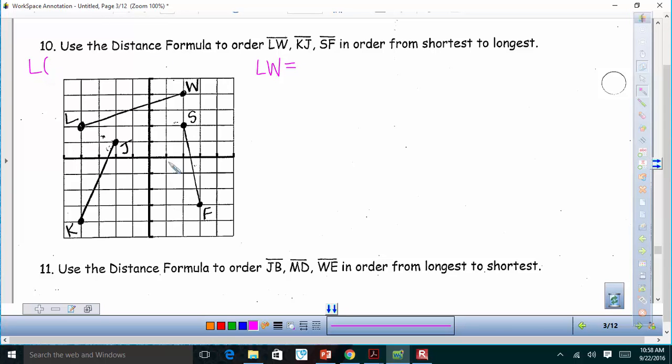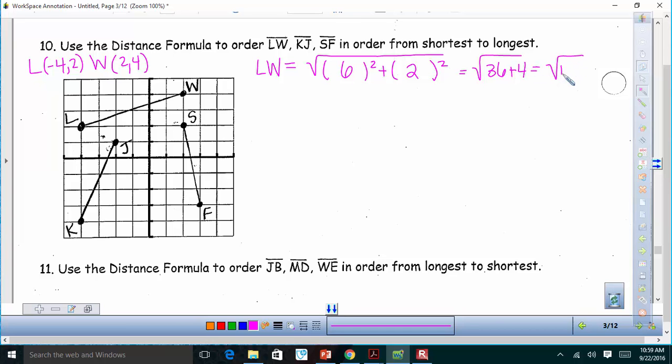So my points for L are negative 4, 2. And my points for W is 2, 4. So if I plug into my formula, I'm going to get x2 minus x1, 2 minus a negative 4, which is actually 2 plus 4, right? 2 plus 4 is 6, okay? Then for y, we're doing 4 minus 2. 4 minus 2 is 2, okay? So if I square those, I get 36 plus 4. So square root of 40. And we're going to leave it just like that because we can compare all the other ones the same.